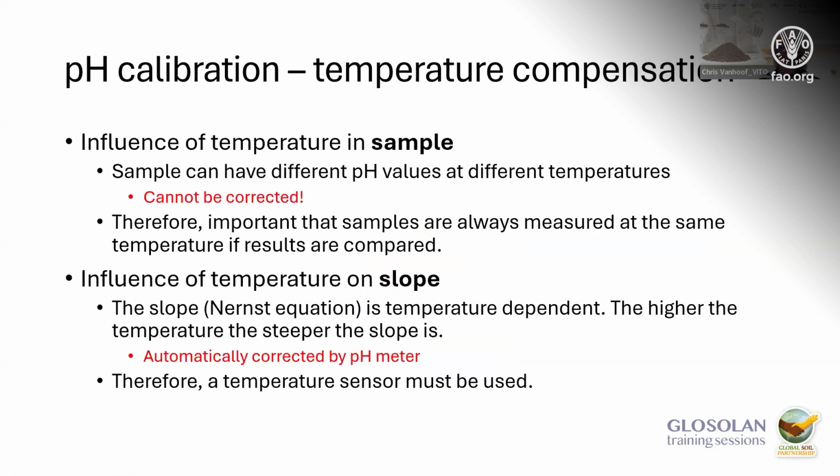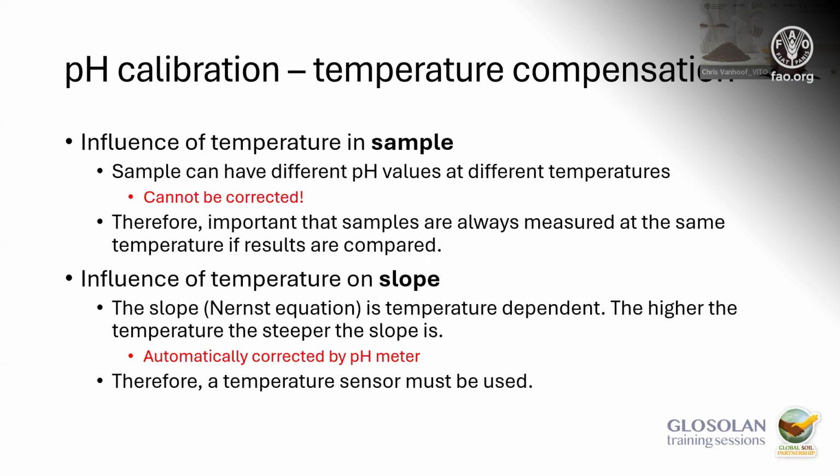If you look at the influence of the temperature, you can have two influences. First of all, it can have an influence on the sample. So you can measure different pH values at different temperatures in the sample, depending on that configuration. And for that, you cannot correct. You cannot correct for the measurement in the sample. If the solution is colder or warmer, you cannot correct for that. That's why we always encourage to measure the samples and the calibration at the same temperature.